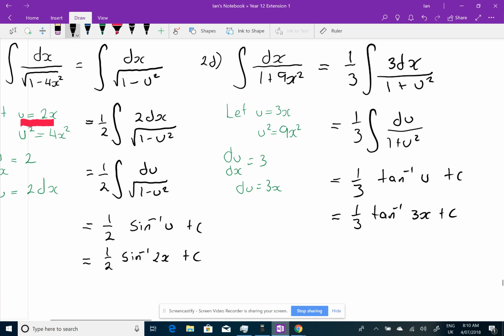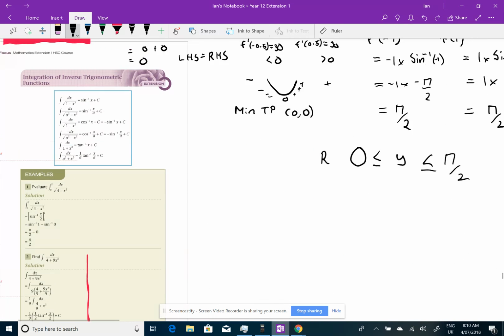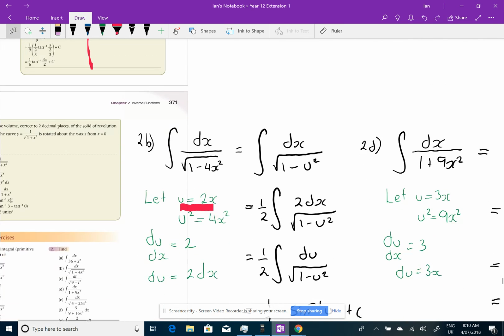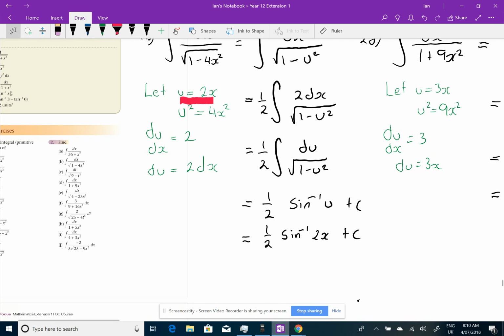And that's, what was that? 2D. Just checking my answer. Yes, that makes so much more sense. So look at that beautiful substitution, which is a skill you need to have as an Extension 1 student, rather than dealing with those fractions and messing it up. It just makes it so much simpler.